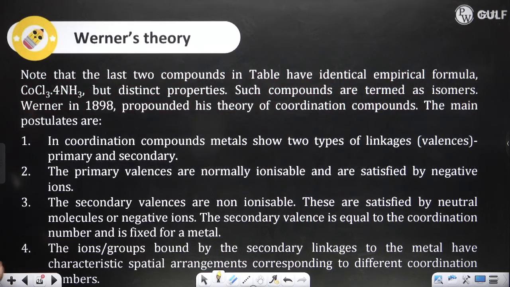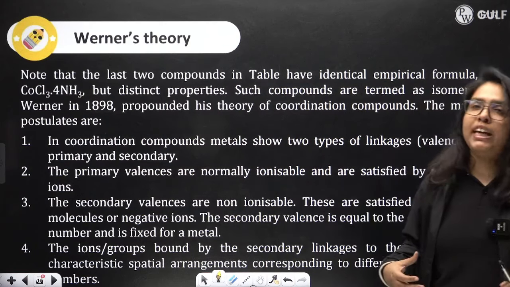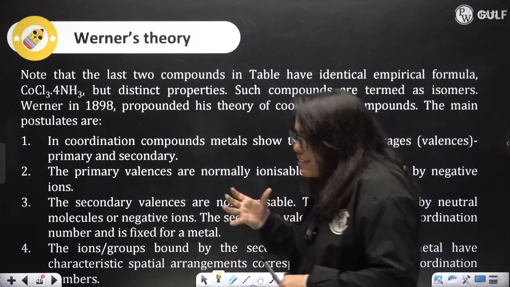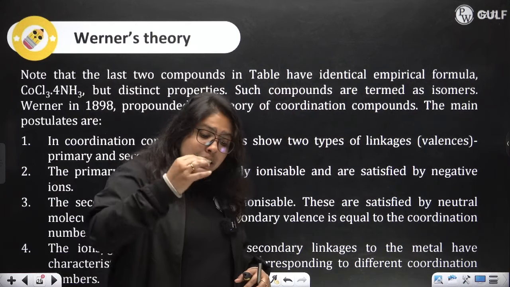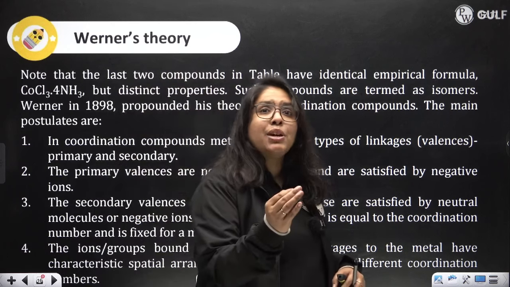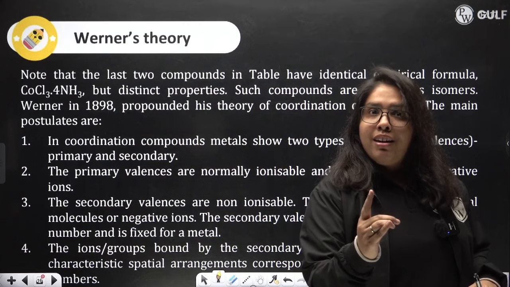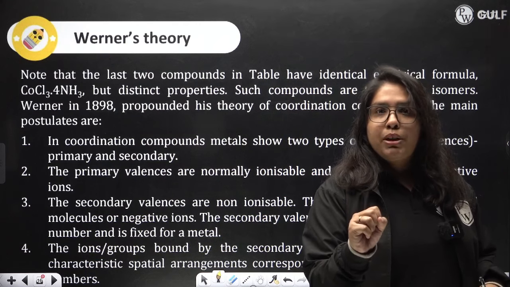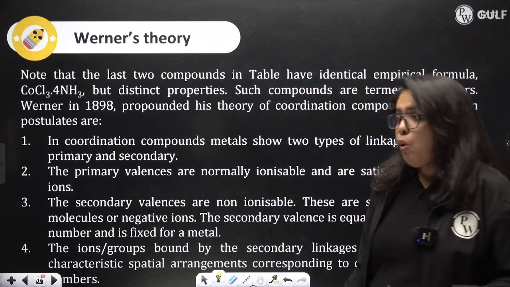Now, if we have to summarize what Werner was trying to say, it simply is that in coordination compounds, there are 2 types of linkages. One is known as primary valency, the other is known as secondary valency. This primary valency is ionizable. And understand one thing: anywhere where ionization comes into picture, it becomes non-directional.